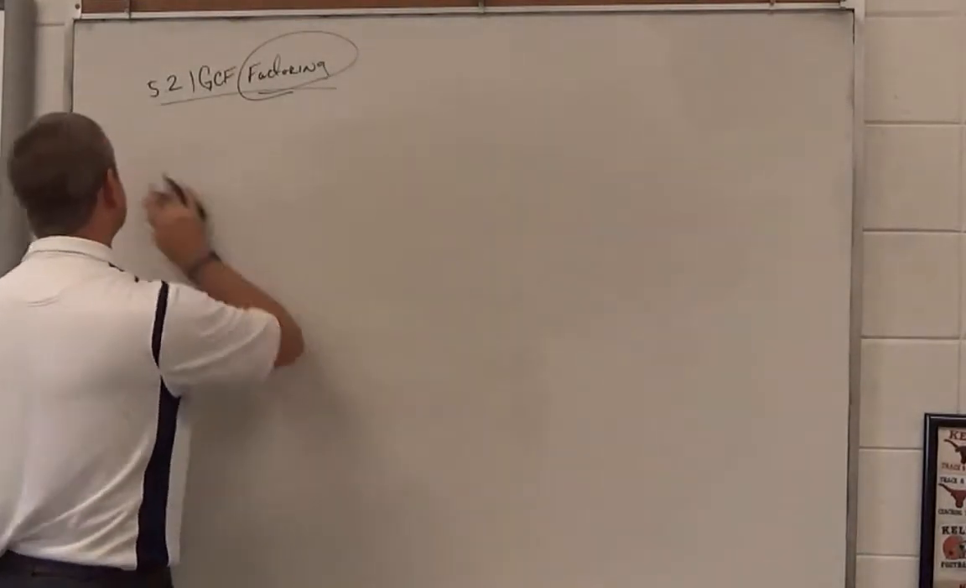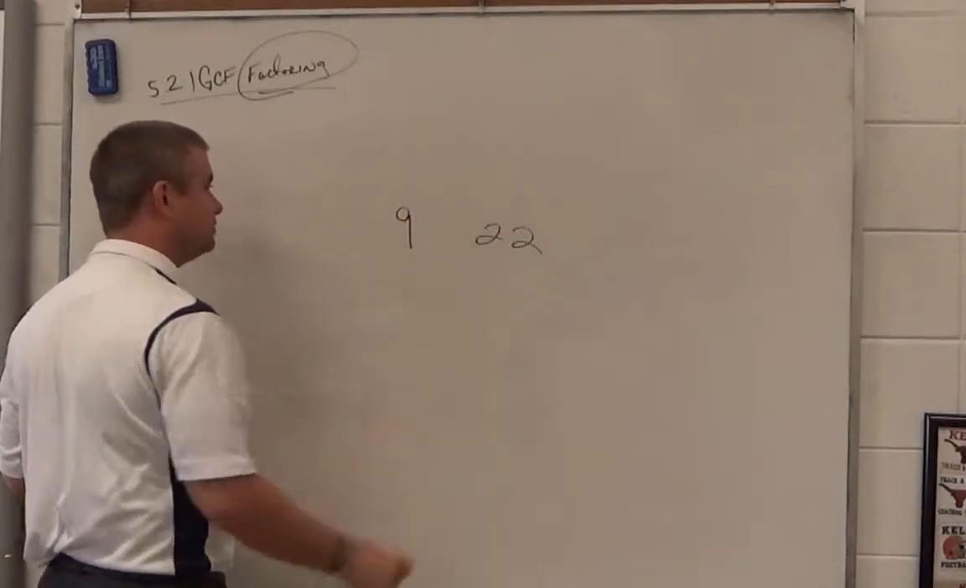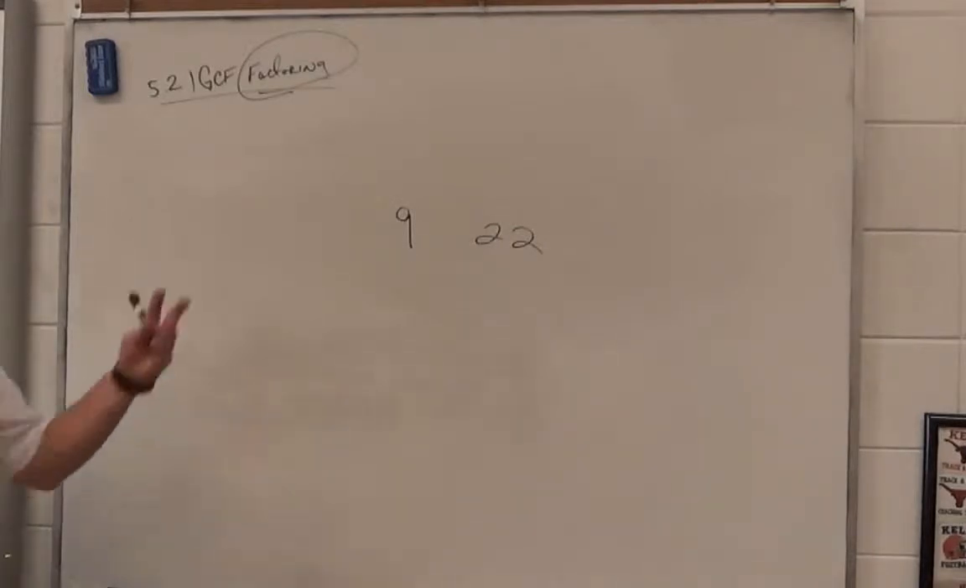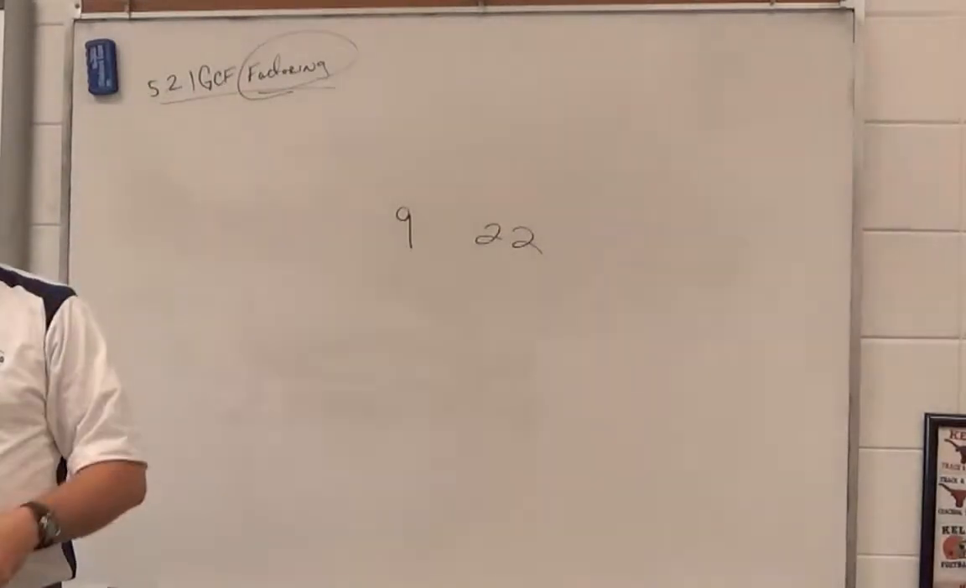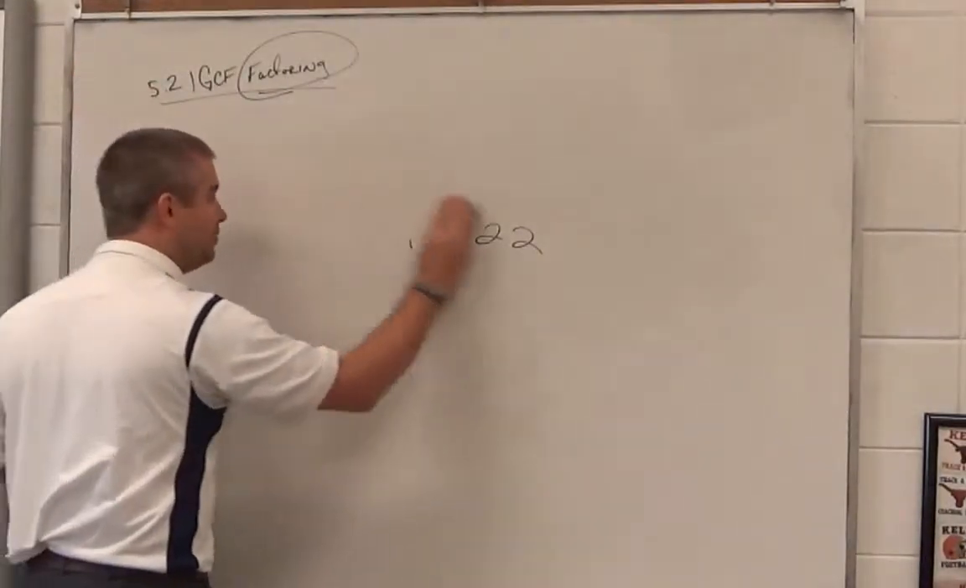All right, let's talk about this one. How about 9 and 22? What's the GCF? Is it 1? It is 1. Write that down. A lot of students miss that. There is a GCF. Don't put none. The GCF is 1. The greatest common factor of 9 and 22 is 1. That's the biggest number that goes into both of them. Okay, that's middle school. I just wanted to back up a little bit.